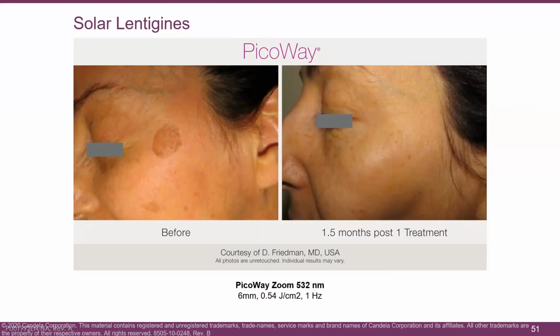So one of the main differences or advantages of using a picosecond laser to treat a pigmented lesion: it absorbs into the pigment much better, and you generally get a much quicker resolution of that lesion with less number of treatments.